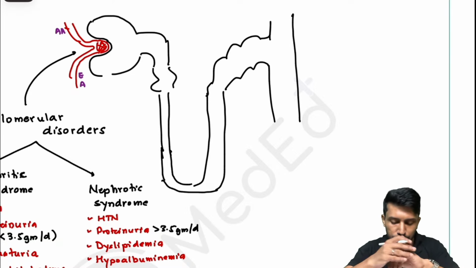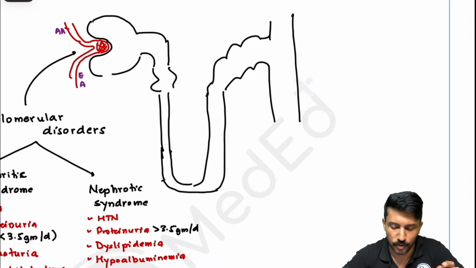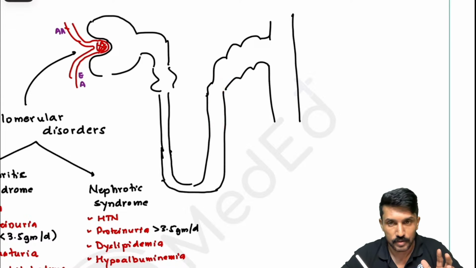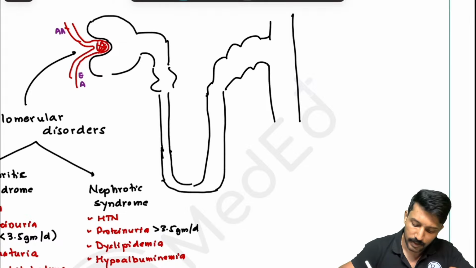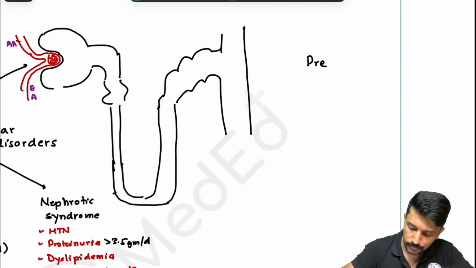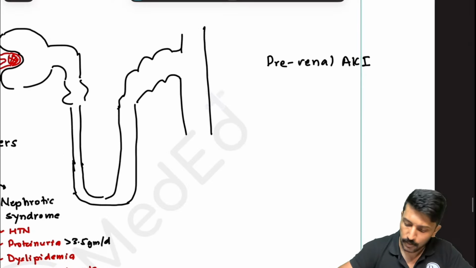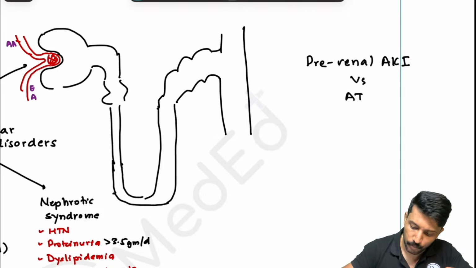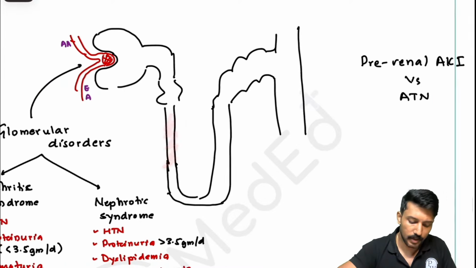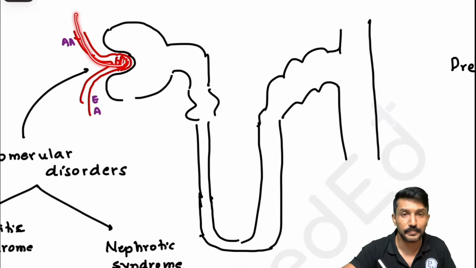acute tubular necrosis. That comes under a tubular disorder. So tubular disorders will have renal tubular acidosis, plus it will have your acute tubular necrosis and your Bartter, Gitelman, and Liddle syndrome, right? So right now, let us address how to differentiate between pre-renal AKI versus acute tubular necrosis. Acute tubular necrosis is where there is a necrosis of tubules acutely. Pre-renal AKI is because of the reduced perfusion of the kidneys.